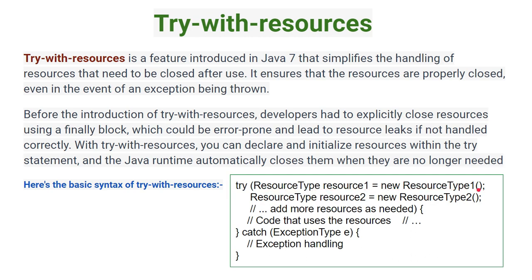Okay, and we have created an object for the resource type, and we are writing this resource type inside the try block. Why? Because we need to close the connections basically. So like that we can do it. Okay, I will explain, no issue.